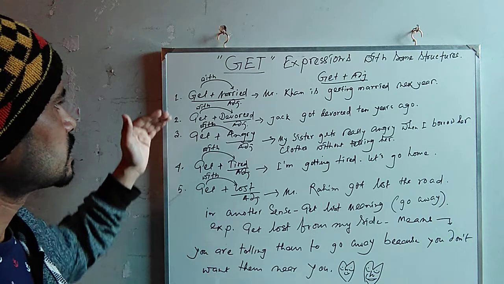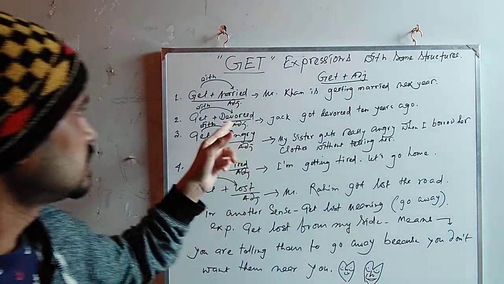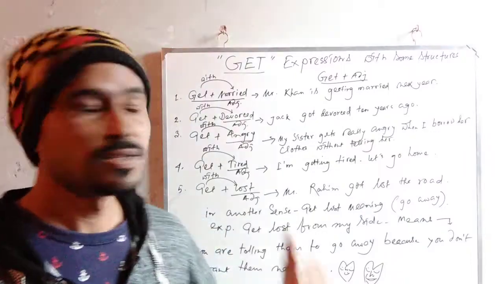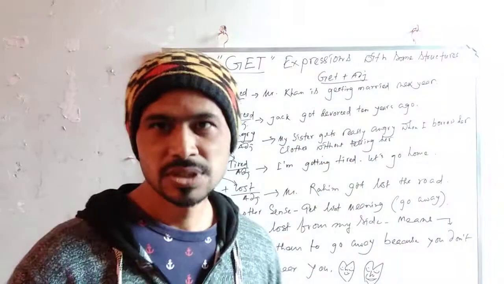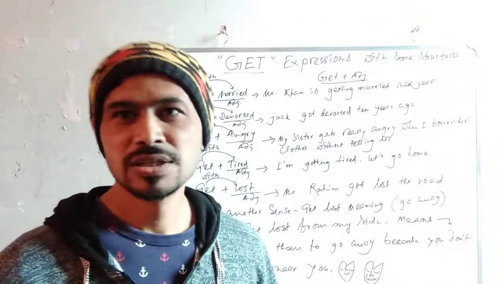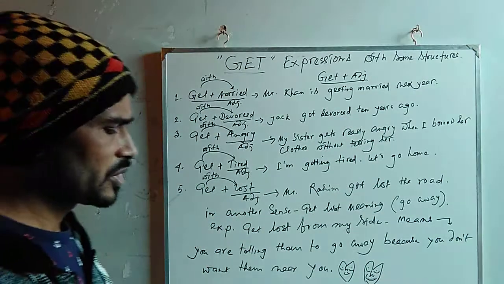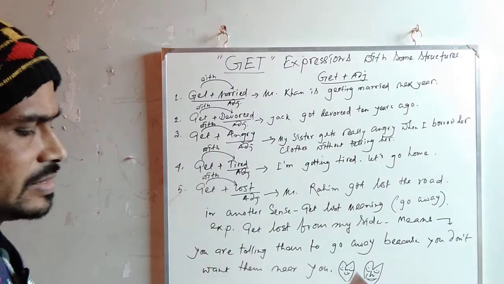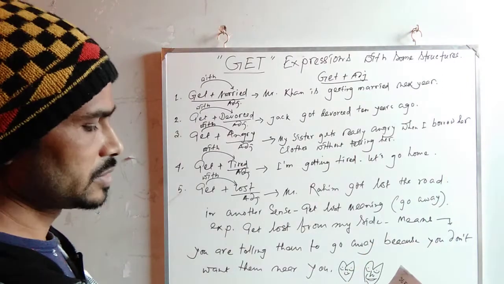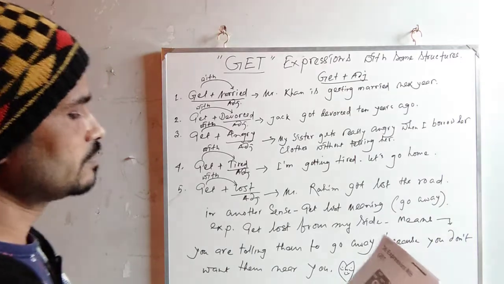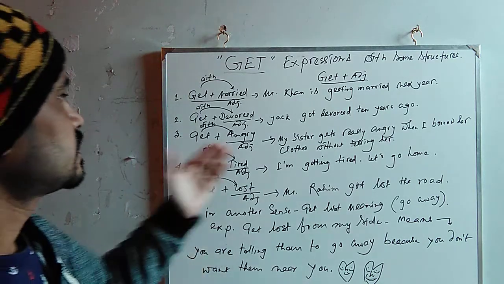So next example: get divorced. Get divorced is a structure, and divorced is an adjective, a past participle form, and an example would be: Jack got divorced 10 years ago. So what do you mean by get divorced? First of all, we should know the meaning of get divorced. The meaning is: someone who is divorced from their former husband or wife has separated from them, and is no longer legally married to them. That means get divorced.